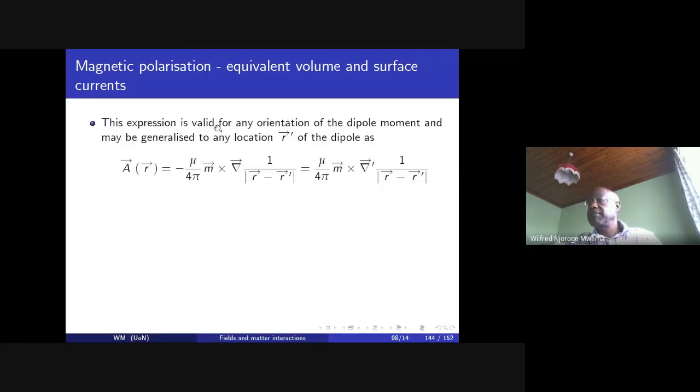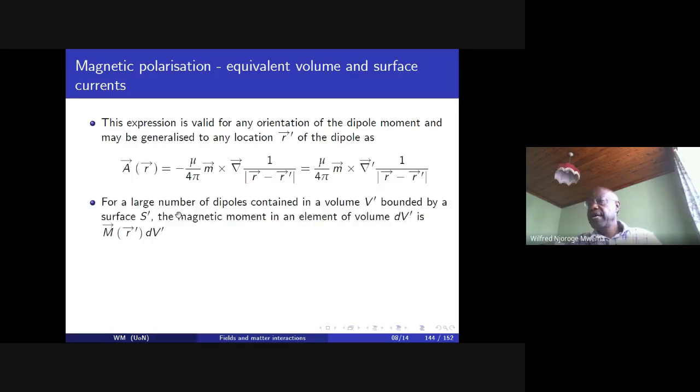So this expression is valid for any orientation of the dipole moment and may be generalized to any location R prime of the dipole as follows: A of R, due to a dipole that is at R prime with respect to the Cartesian origin, at the field point, will be given by that expression there, where we are using the R we used before, now just the modulus, or the big R that we used for the electric dipole moment. And this is equal to that value there.